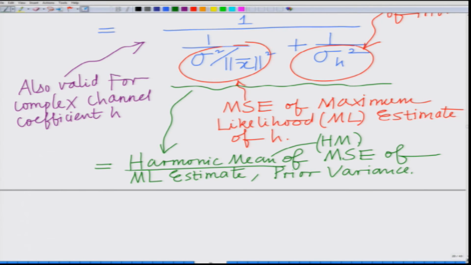And remember, this is also valid for a complex channel coefficient H, except that for a complex channel coefficient, instead of H hat minus H whole square, you have to look at the magnitude of H hat minus H whole square. So this is specifically for a complex coefficient, but of course it is valid for a real coefficient H also. You simply look at the expected value of the magnitude of H hat minus H whole square.